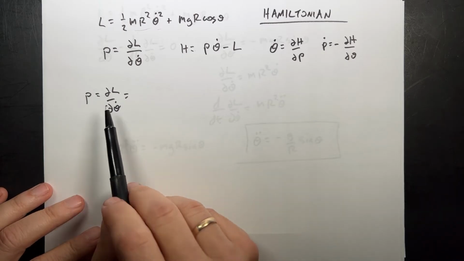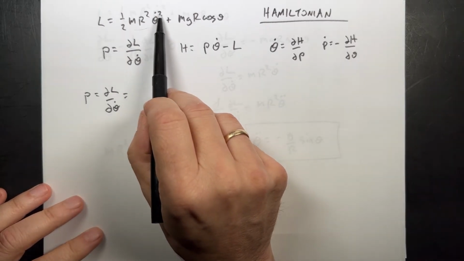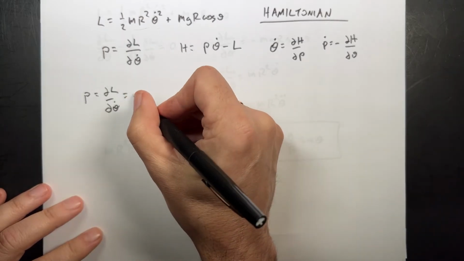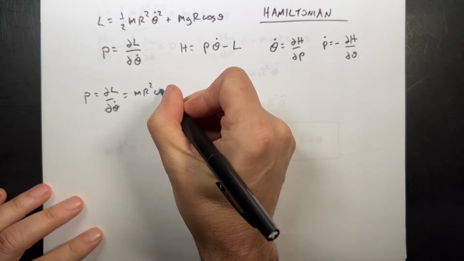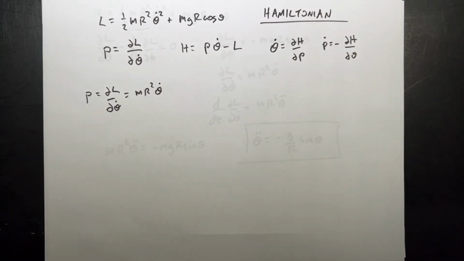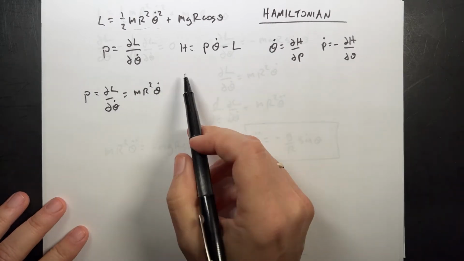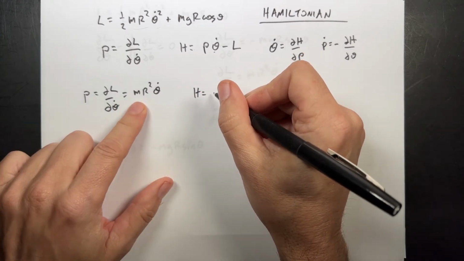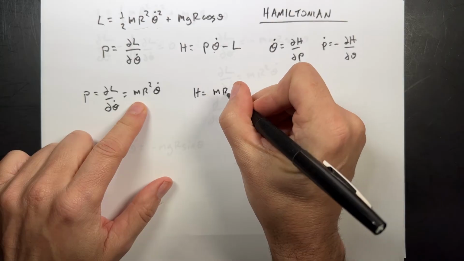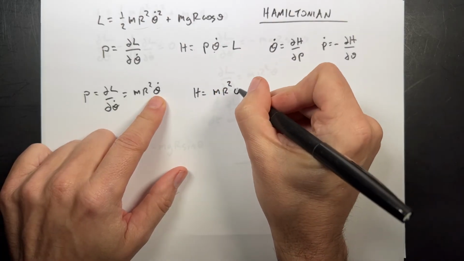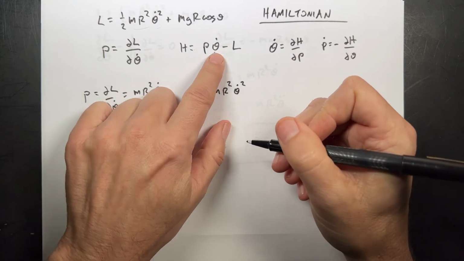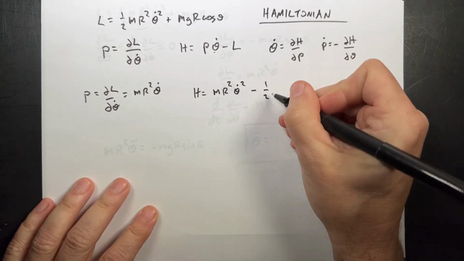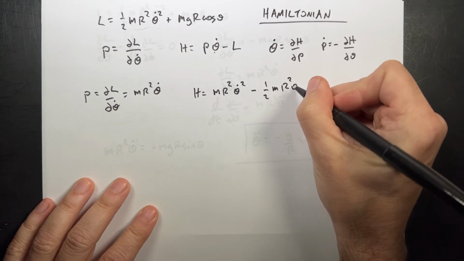So the partial of L with respect to theta dot, that's the only theta dot in there. So I take the partial and I bring down the 2, and I get m r squared theta dot. So that's my momentum. Now I can write the Hamiltonian, right? Because I have momentum, I have theta dot, and I have L. So H is going to be P theta dot. So that's going to be m r squared theta dot times theta dot squared. And then minus L, I get minus 1/2 m r squared theta dot squared.